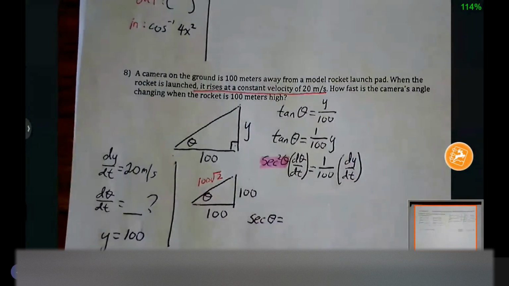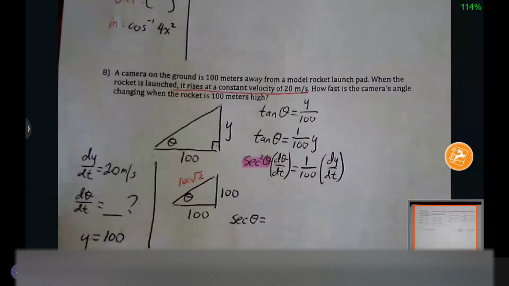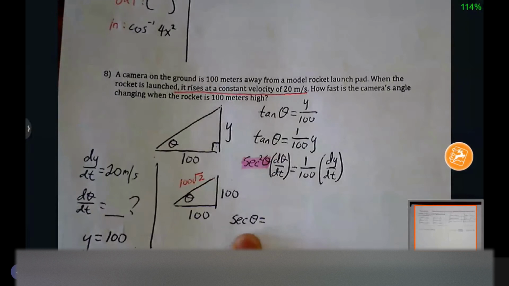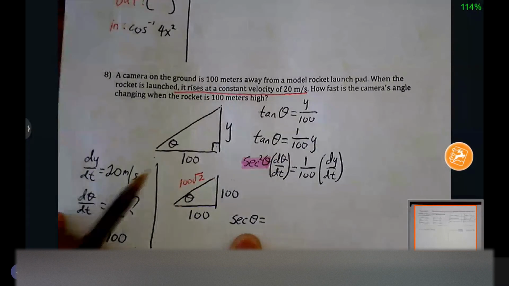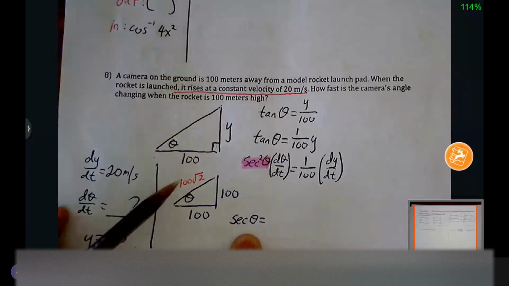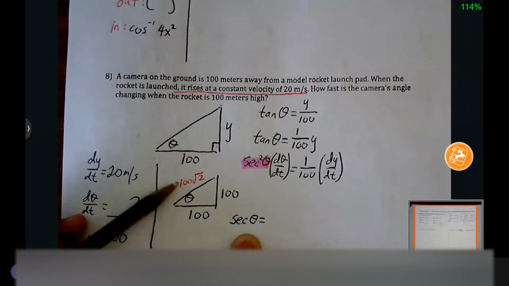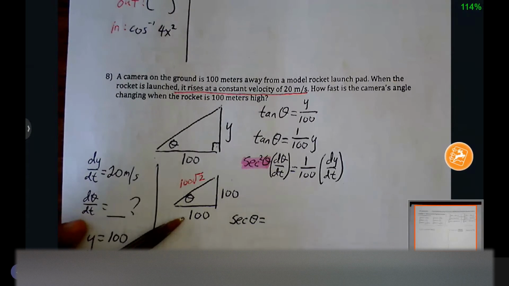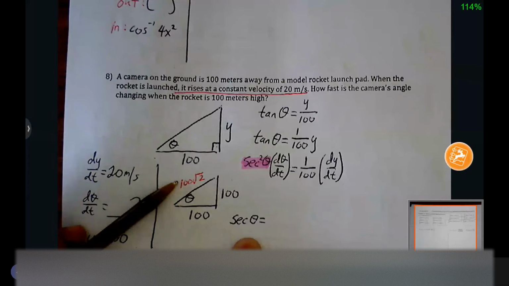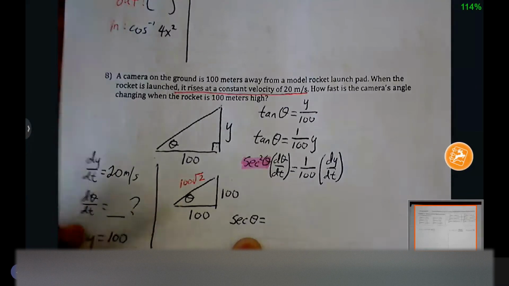All right, so now we should be able to find out a fractional value ratio for secant theta. What's secant theta going to be? Root 200 over 100, or 100 root 2 over 100. Good. Hypotenuse over adjacent, right? We know it's just a flip version of cosine. Cosine is adjacent over hypotenuse, so therefore secant is hypotenuse over adjacent.